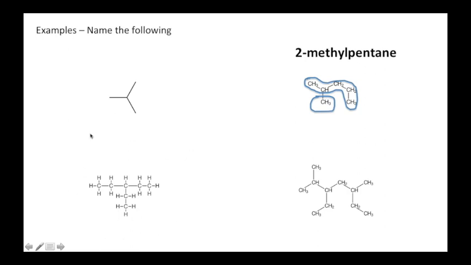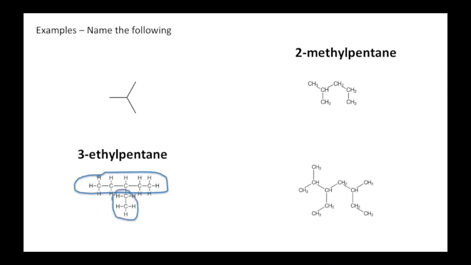Let's try this one. If you want to try it yourself, we'll just hit pause. Here's the answer. This one is 3-ethylpentane. Here's why. Parent, branch. Parent has 5, branch has 2. It's attached to the 3rd carbon. 3-ethylpentane.